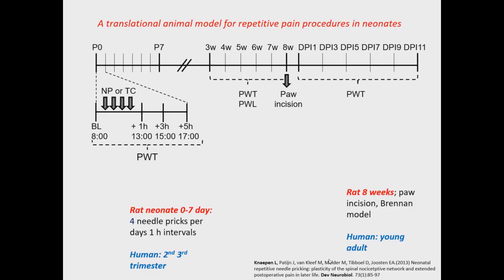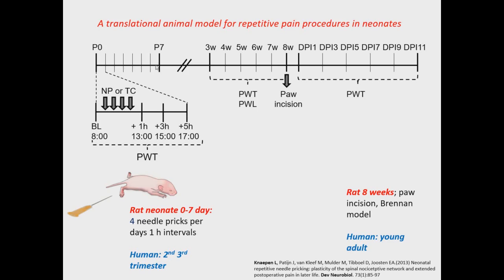This is a very complicated slide. That is our model, the model as we use it. So we start from neonate rats, first postnatal week, and then we provide them with needle pricks to mimic the procedural pain as it is in the NICU. Here you see the first postnatal week, and every day we provide 4 needle pricks with an interval of 1 hour, and after that we do pain behavior assessment.